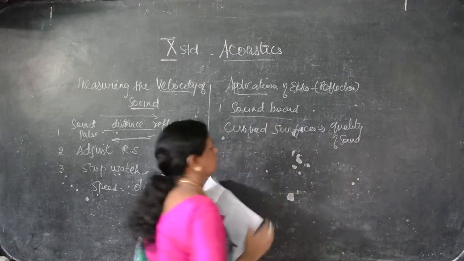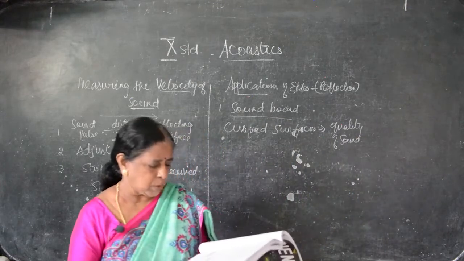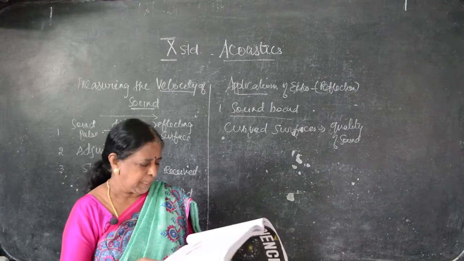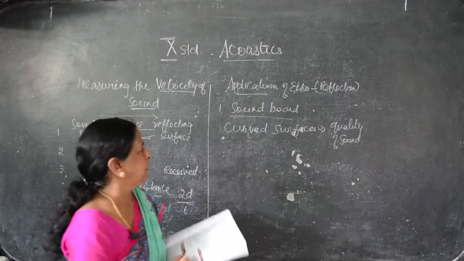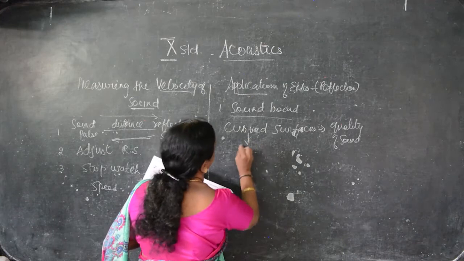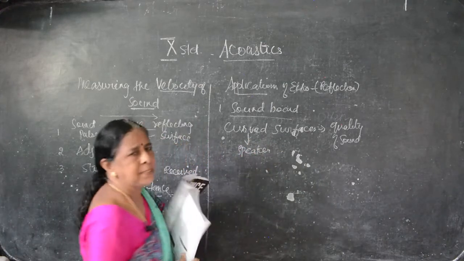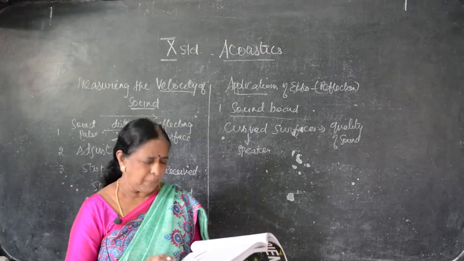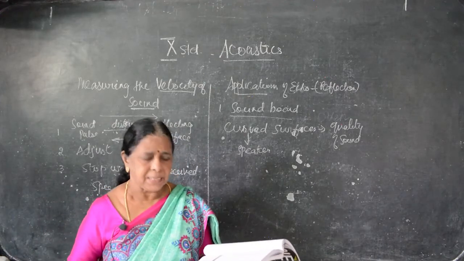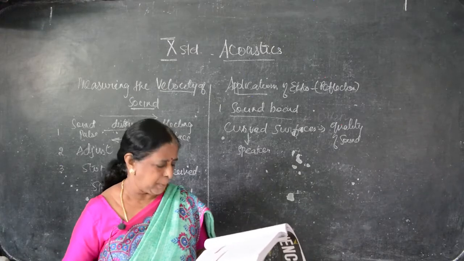That is concave mirrors, concave lens, concave mirror. The speaker is at the focus of the concave surface. Next we have to fix the speaker. You have to place the speaker to increase the sound. The sound of the speaker is reflected towards the audience, thus improving the quality of sound heard by the audience.